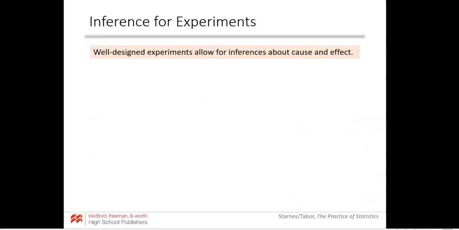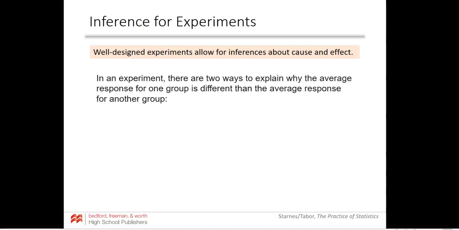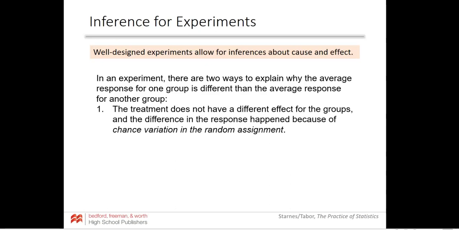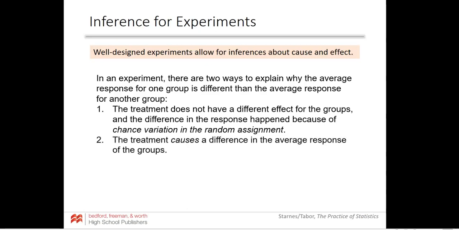So well-designed experiments allow for inferences about cause and effect. So this is now talking about cause and effect. There are two ways to explain why the average response for one group is different than another group. The treatment does not have a different effect for the groups, and the difference in the responses happens because of chance variation. So sometimes we explain the results. We say, well, maybe it was just chance variation.